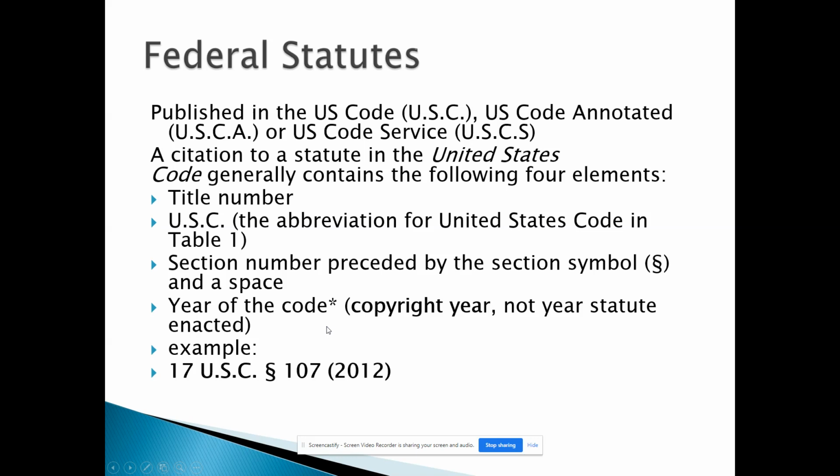Then we have our year of the code, and this is super important, and a lot of people forget this. The year of the code is the copyright year. So it's the year that you're looking at. If you're looking at a book, it's the year of the book you're looking at. If you're looking at Lexis, it's the current year. It's the year of the version of the code that you are looking at, not the year the statute was amended or changed or enacted or repealed. So if I am looking at 17 U.S. Code, the Government Publishing Office version of the code, section 107, as it existed in 2012, and that was what I was citing to.